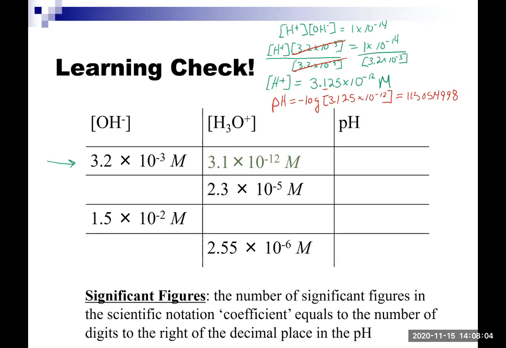And now significant figures is different with logarithms. So you can see I gave you a note down here at the bottom of the screen. The number of significant figures in the scientific notation are the coefficients. So we need to take note of that. And that is two values here and here, is equal to the number of digits to the right.